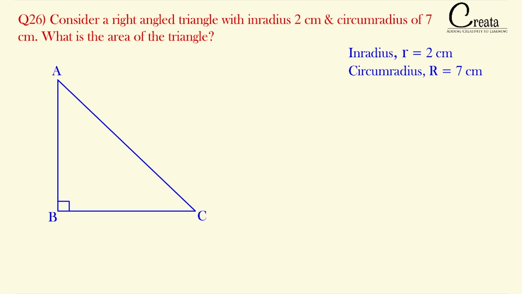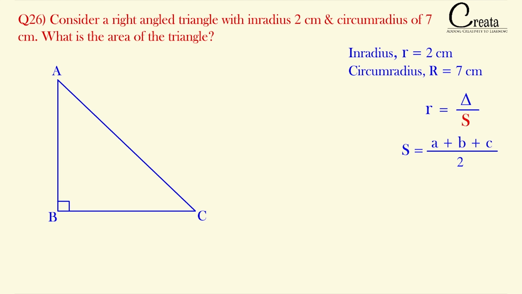Inradius and circumradius are given in this question. And we know the formula of inradius is area of the triangle upon semiperimeter. Inradius is given as 2 cm. We have to calculate the area of the triangle. Somehow, if we are able to calculate this S, that is the semiperimeter, we will be able to solve this question. And we know semiperimeter is a plus b plus c upon 2, that is half of the perimeter of the triangle. Means we have to calculate the three sides of the triangle to calculate the semiperimeter. And none of the three sides are given. We have to find a way to solve the three sides of the triangle.